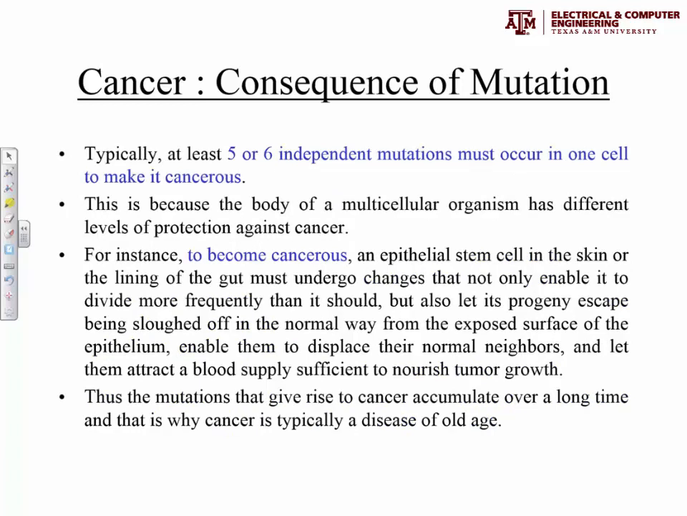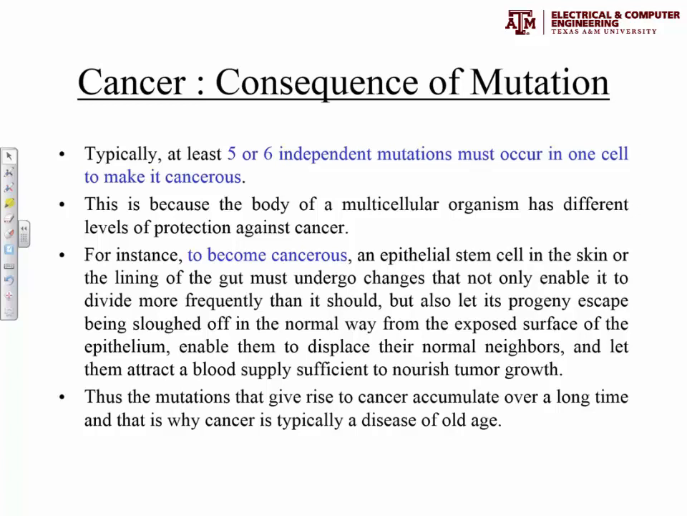Now, typically at least 5 or 6 independent mutations must occur in one cell to make it cancerous, right? So this is because the body of a multicellular organism has got different levels of protection against cancer. For example, to become cancerous, an epithelial stem cell, that means a cell, let's say, on your skin or lining the gut, okay, must undergo changes that not only enable it to divide more frequently than it should, but also let its progeny escape being sloughed off in the normal way from the exposed surface of the epithelium. Remember, the cells on your skin are replaced once every 10 days. The cells lining your gut, once every 3 days, okay? So even if the cell is trying to become cancerous, okay, in the normal procedure, it should be gone, okay?